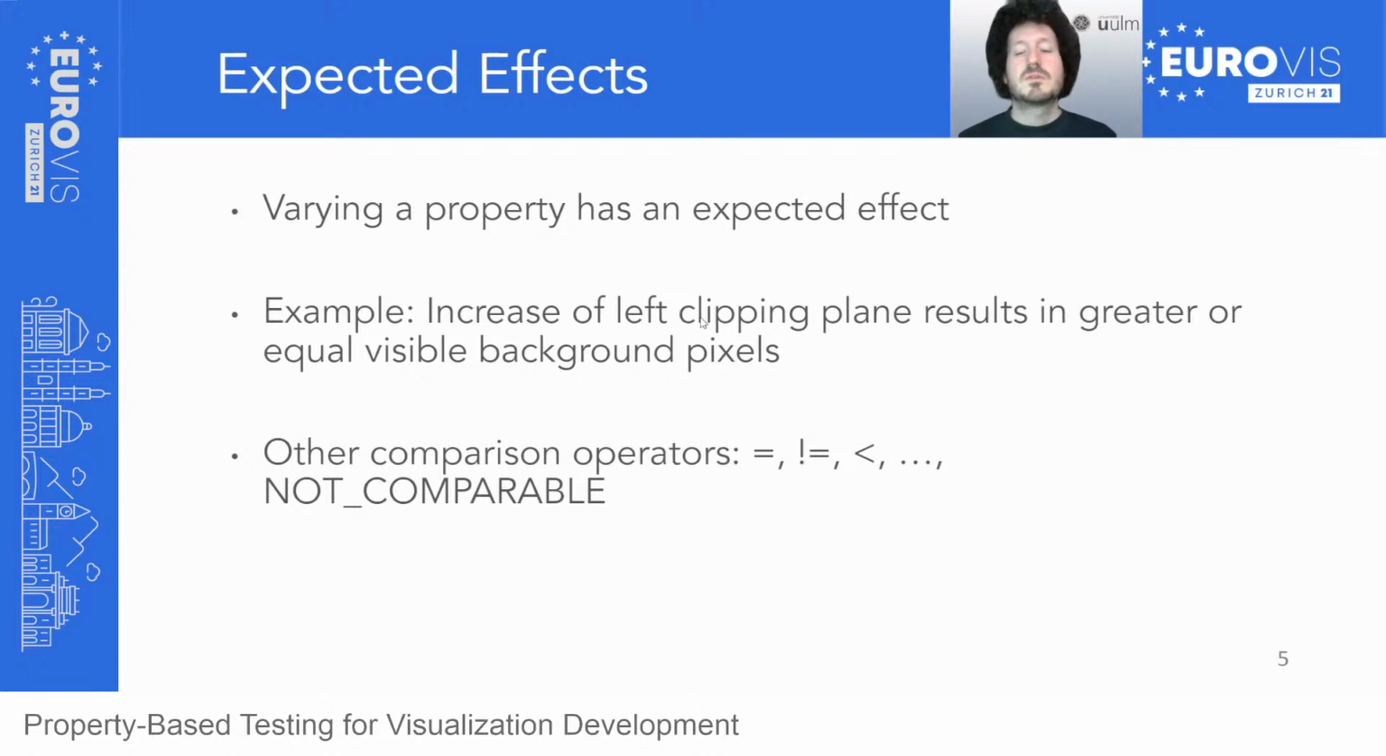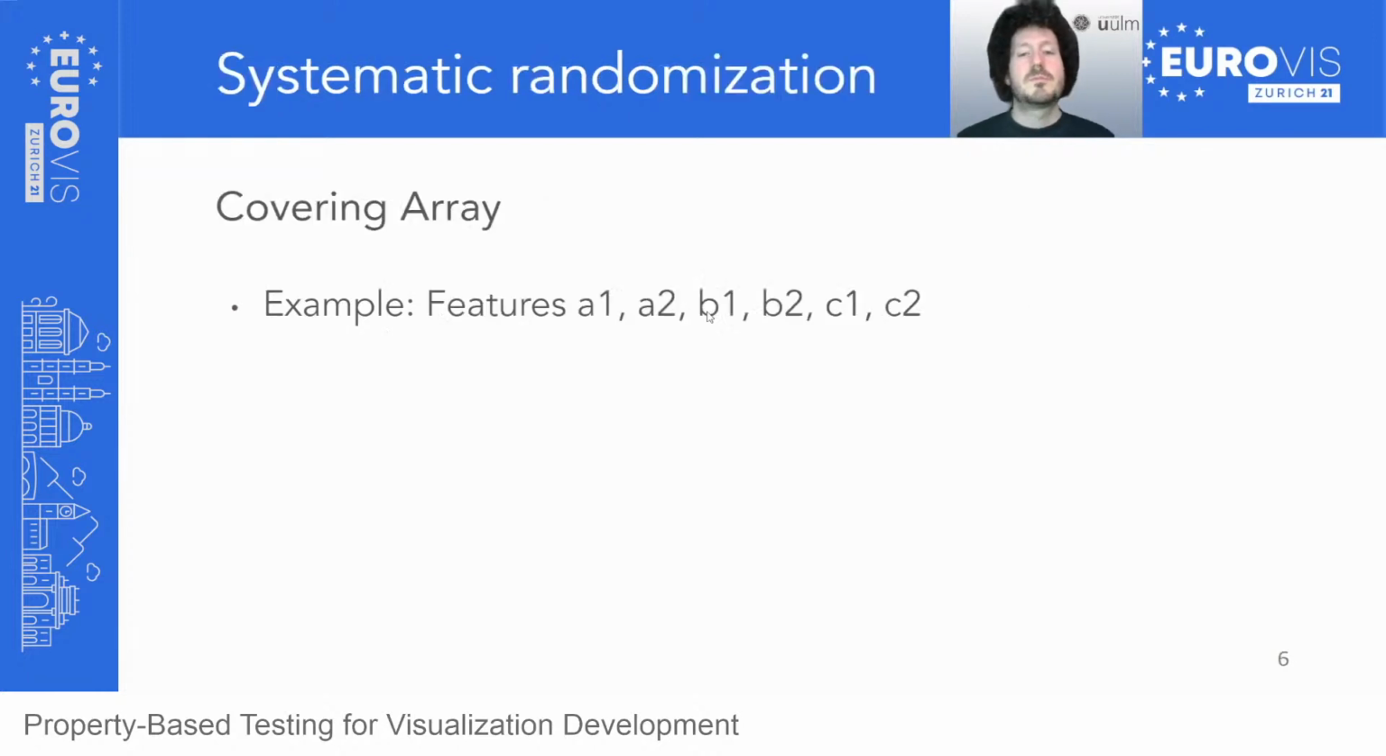In addition to the common comparison operators such as equals, not equals, less than, and so on, there also is not comparable. Not comparable is meant to be used for parameters that should be randomized, but result in uncomparable outputs. An example of such a not comparable parameter would be the angle of the camera. If the camera does not look at the object anymore, all other parameters cannot be compared anymore. But still we will want to test our parameters with different angles of the camera. So in this case we would use the not comparable.